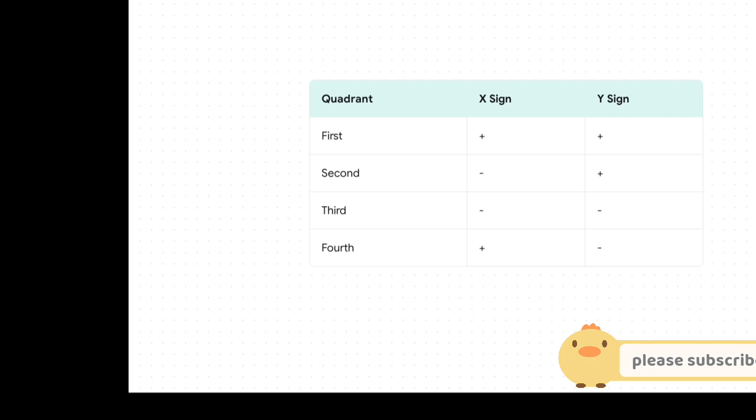And here is your ultimate cheat sheet to navigate them. The best part? You don't even need to plot points on a graph to know which room they live in, you just have to look at their positive and negative signs. In the first quadrant, that's the upper right room. Both x and y are positive.